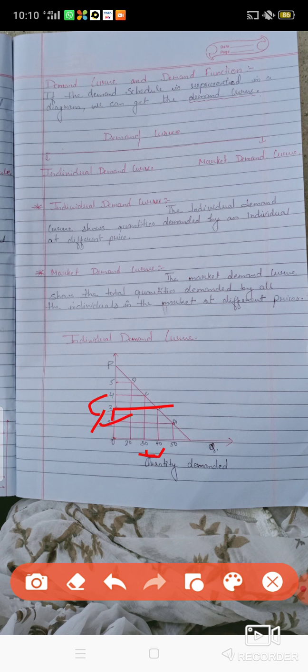When the price decreases from 3 to 2, the quantity again increases from 40 to 50. The same thing we can say vice versa. When the price was low, quantity demanded was very high. When the price was very high, quantity demanded was very low. So this is an individual demand curve, where it has been shown the quantity demanded by an individual.